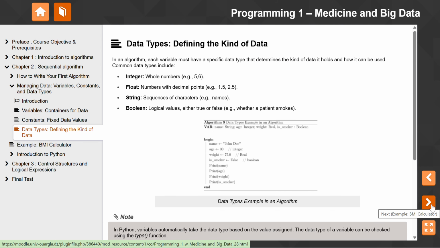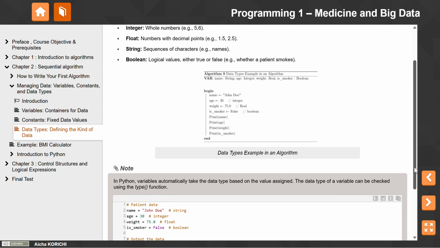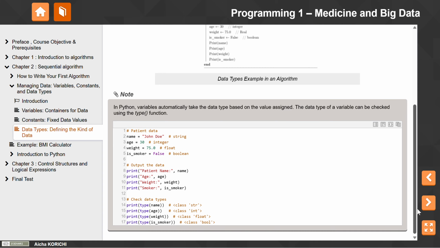So what are data types? They define the kind of data. In an algorithm, each variable must have a specific data type that determines the kind of data it holds. As we said, a variable is a container. So what does this container hold? The kind of data it holds and how it can be used. Common data types include integer, float, string, and boolean. It should be noted that in Python, variables automatically take the data type based on the value assigned.